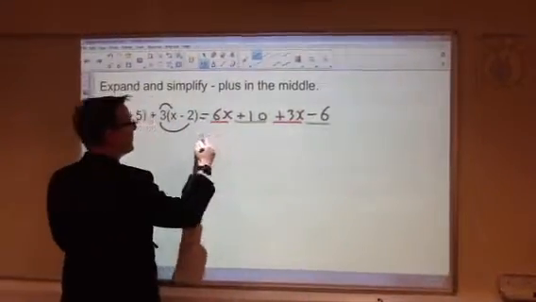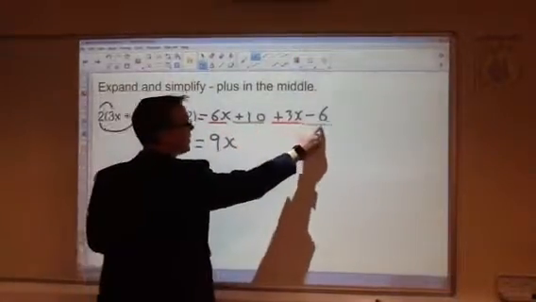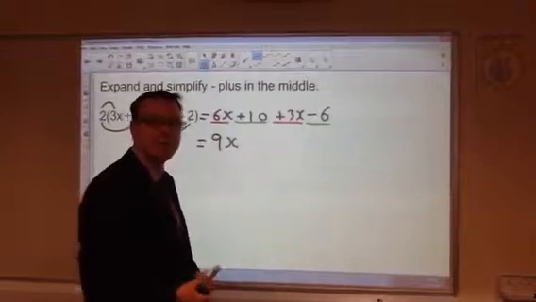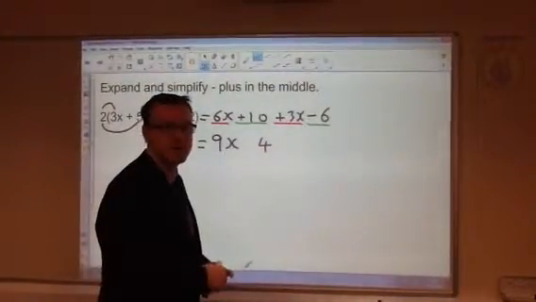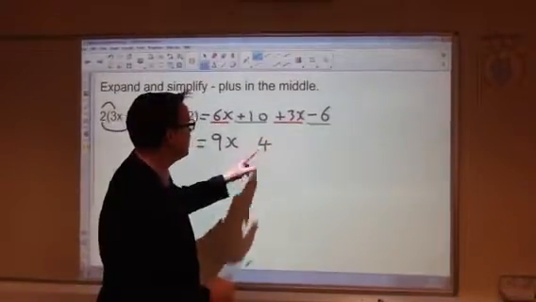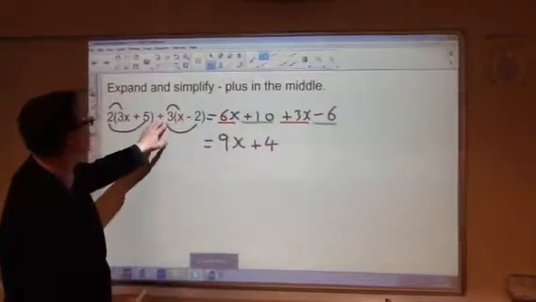6x plus 3x is 9x. And then we've got this 10, and we're taking away 6. Now 10 take away 6 is 4. But remember, just because we take away doesn't mean we put a minus sign. 10 take away 6 is positive 4, so we put a plus sign. Now that's if we've got a plus in the middle.